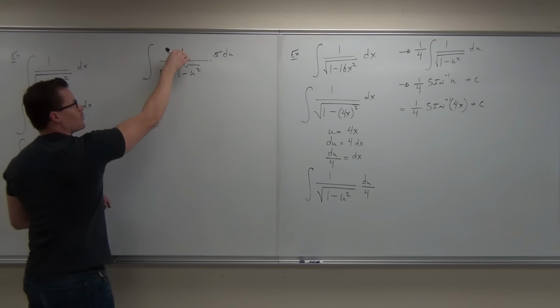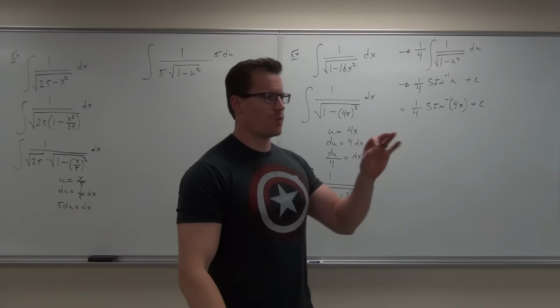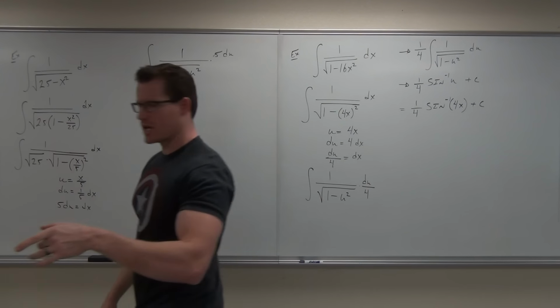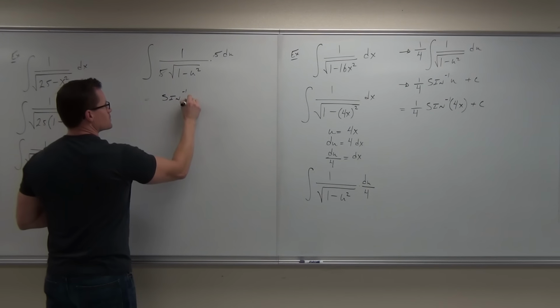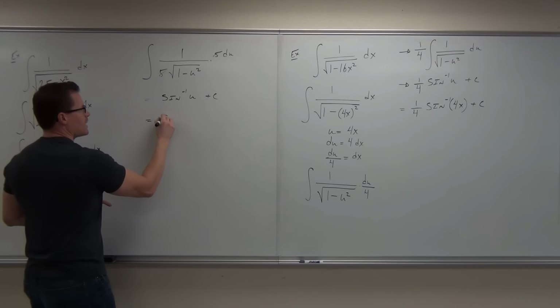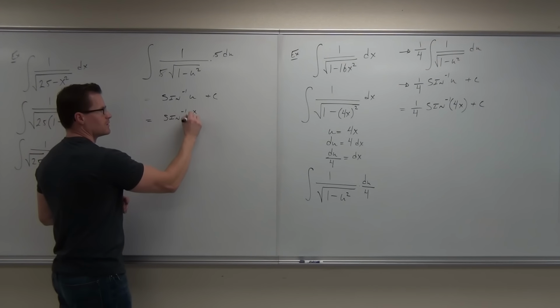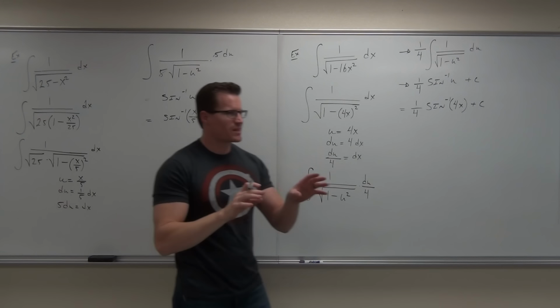We have the integral of 1 over the square root of 1 minus u squared. How much is the integral of 1 over square root of 1 minus u squared? Sine inverse. That's on your table. So this would be sine inverse u plus c, or wrapping it up, sine inverse of, let's do our substitution again, x over 5 plus c. Did that one make sense to you?